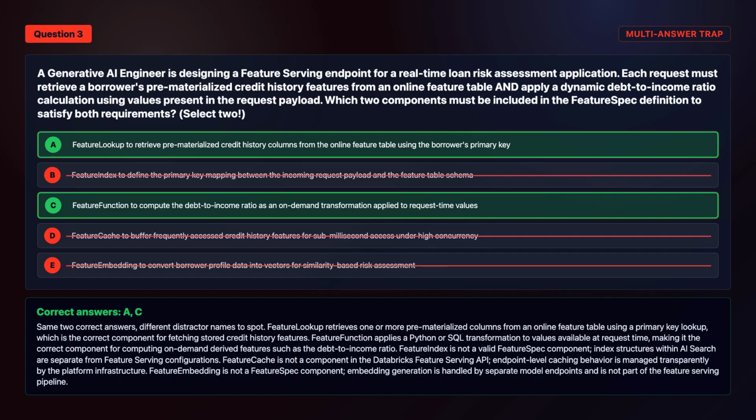Feature cache is not a component in the Databricks Feature Serving API. Endpoint-level caching behavior is managed transparently by the platform infrastructure. Feature embedding is not a feature spec component. Embedding generation is handled by separate model endpoints and is not part of the feature-serving pipeline.